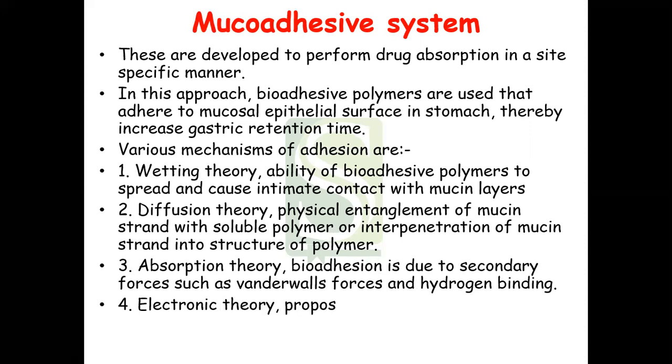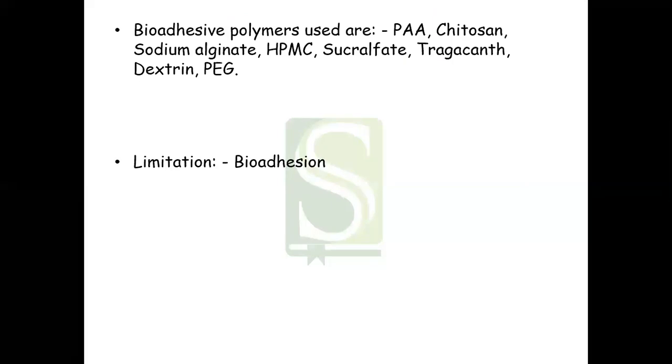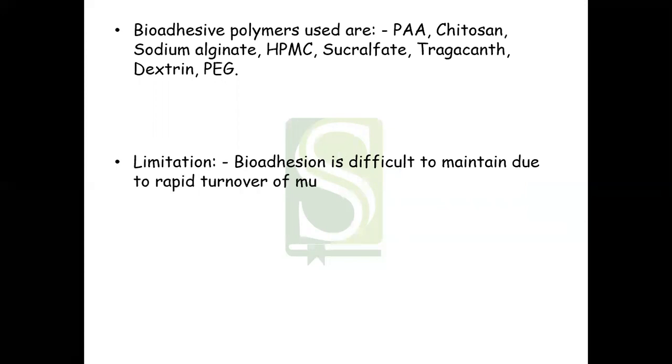Next is the adsorption theory. Here the bioadhesion is due to the secondary forces such as van der Waals forces and hydrogen bonding. The next theory is the electronic theory. It proposes that attractive electrostatic forces take place between the glycoprotein mucin network and the bioadhesive material. The bioadhesive materials used are PAA, chitosan, sodium alginate, HPMC, sucralfate, tragacanth, dextrin, PEG, etc.